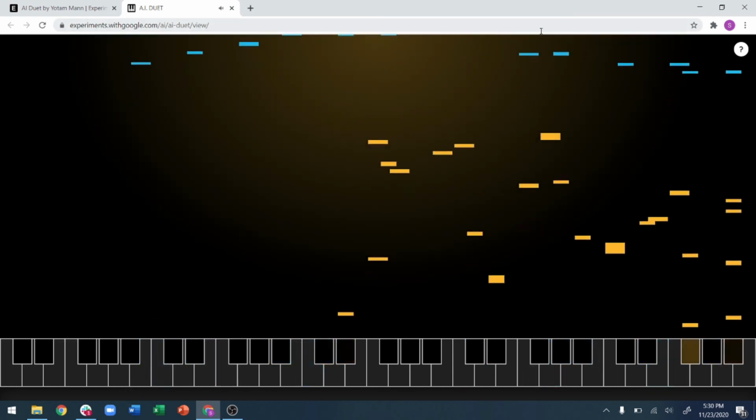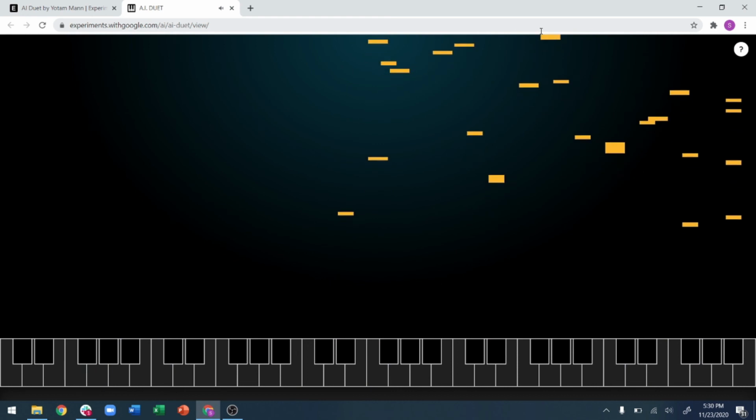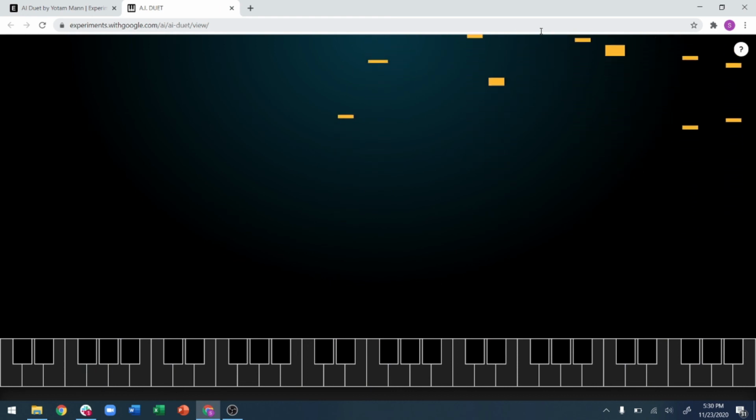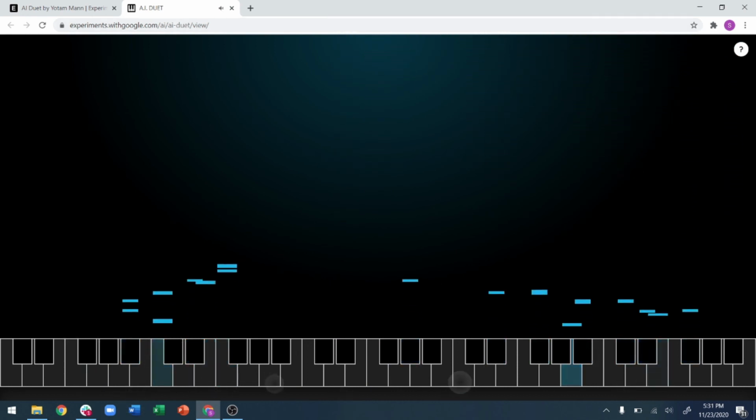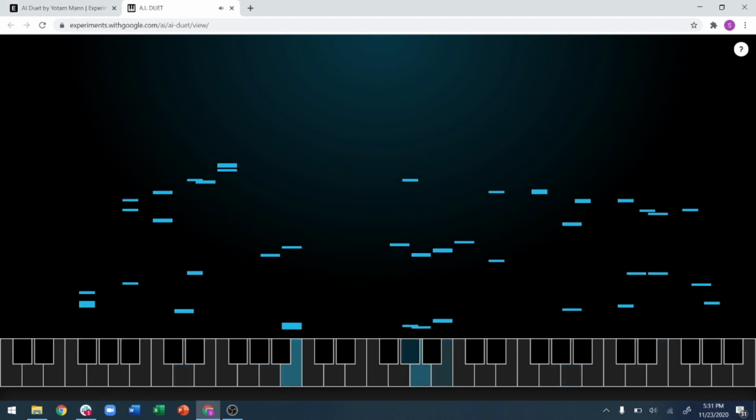If you want to know about sequence learning models, that's the way to go. Or if you just want to play piano with an automated system on the holidays, this is another way to stay busy.